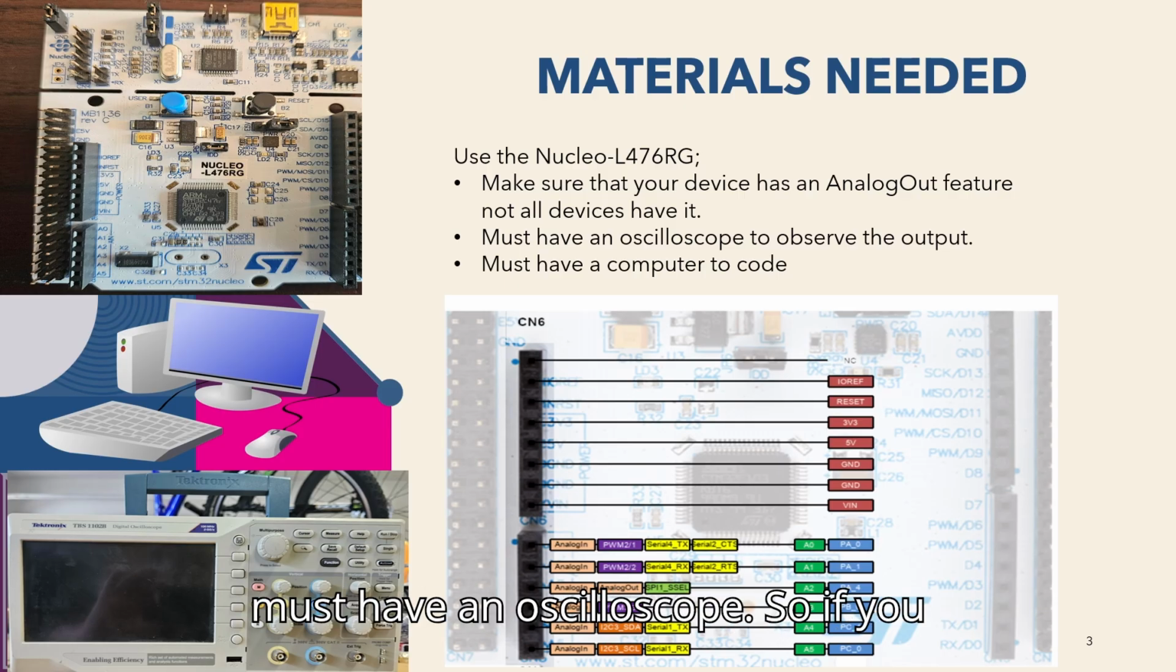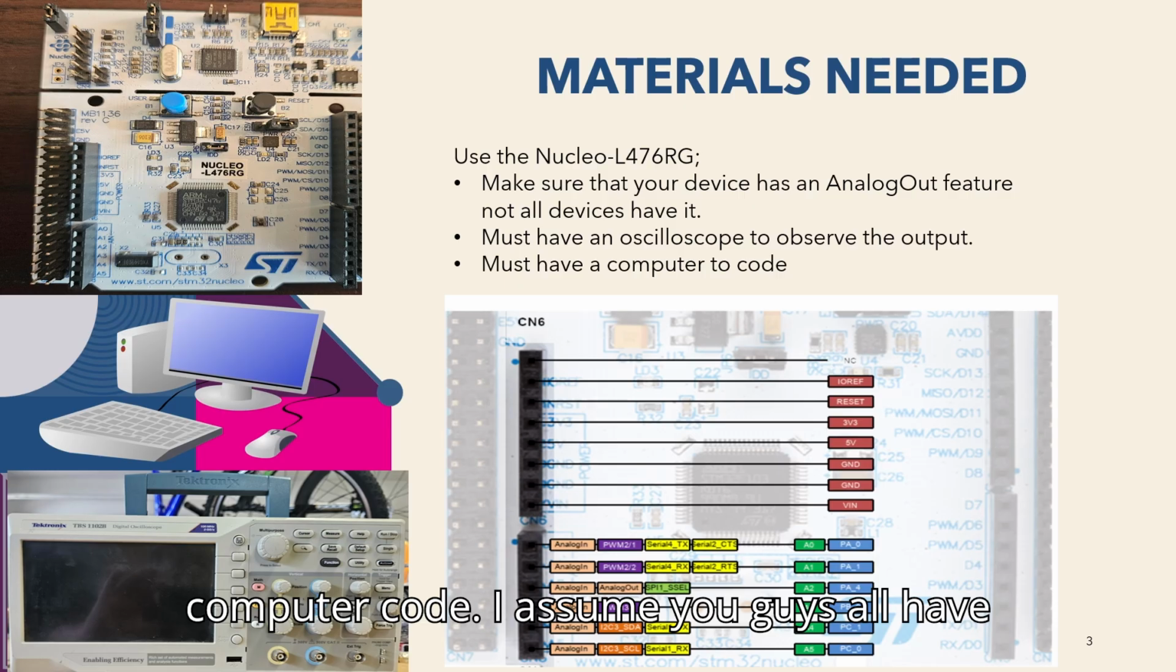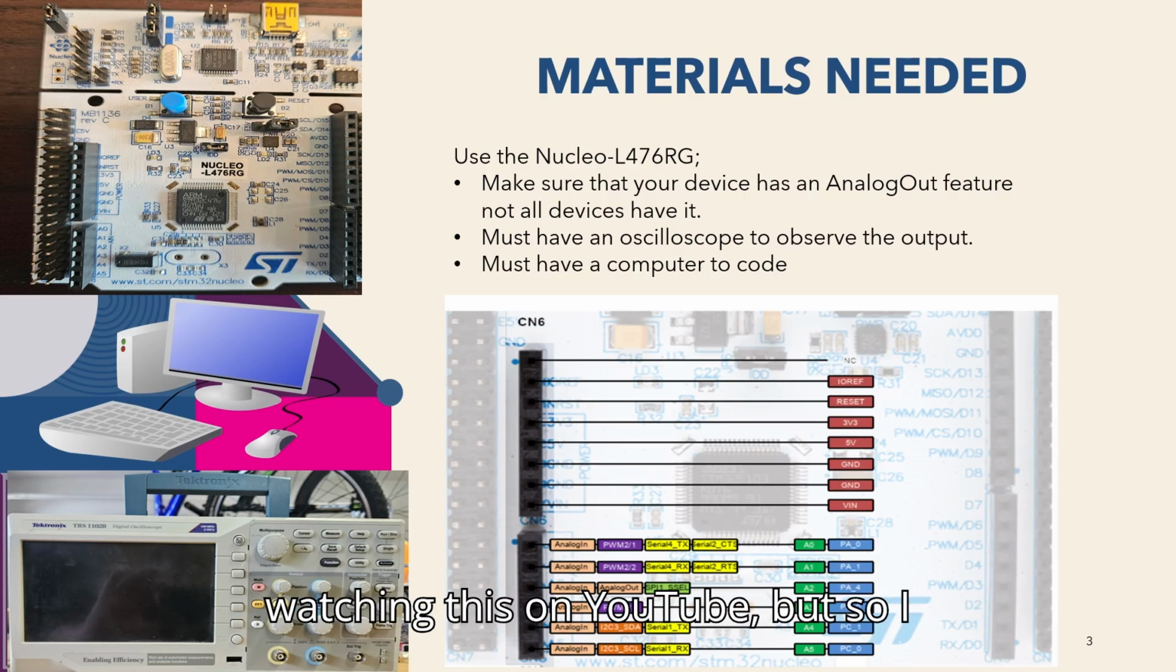Okay, you must have an oscilloscope. If you don't have an oscilloscope, you can use an analog, I think it's called Analog Discovery. They have an oscilloscope, but you're still paying a good fortune for it. This is a digital scope, so this has an output. And you must have a computer code. I assume you all have computers because you wouldn't be able to watch this on YouTube, but I guess you could watch it on your phone.